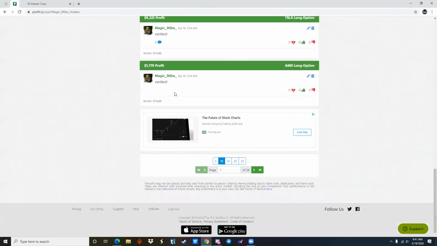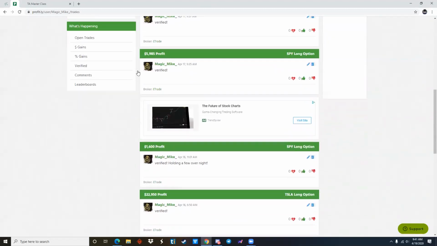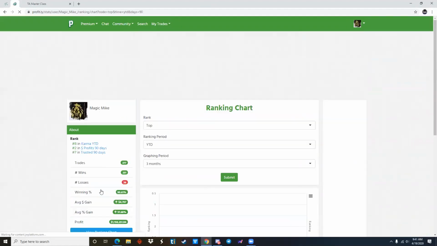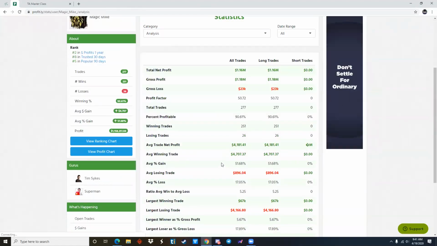So in that sense, everything is verified through E-Trade. They post my winnings or my trades on this platform with Profitly. I use it as an advantage to help people see what I'm doing with my trades. They do post publicly on my Twitter as well.